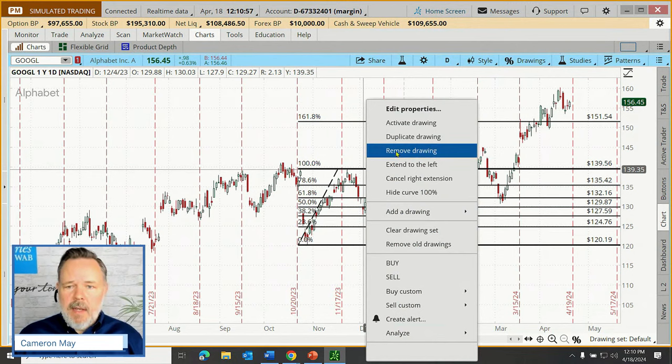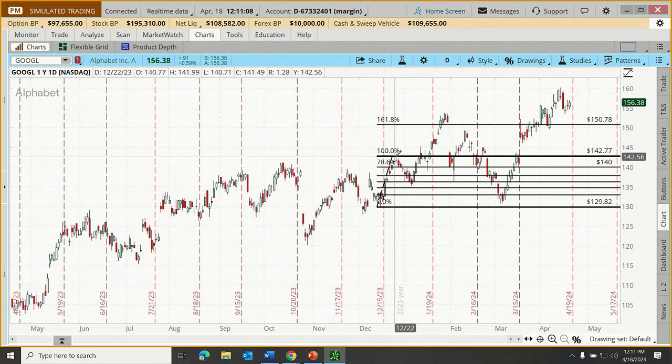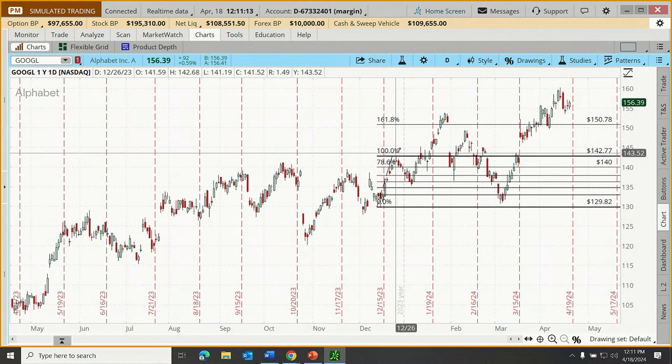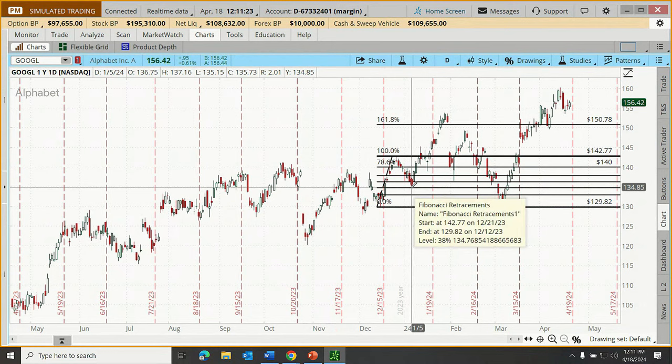Here's another run up right here. Pretty rapid ascent in price on Google. Where did we go from December 14th up until December 26th? Ran up about 10%. How much did it pull back? Well, here it pulled back. There's the 50% line. It actually pulled back down right close to that 62% line again.